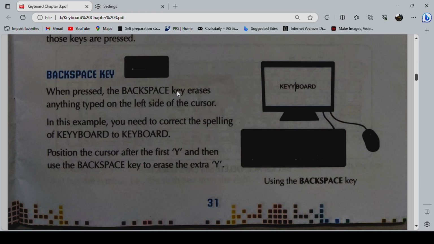When pressed, the backspace key erases anything typed on the left side of the cursor. Okay, look at this. Here it's written keyboard. So we have made a mistake here in spelling keyboard. We have put two Y's here, whereas only one Y should be there. So what we do, we will erase one Y with the help of the backspace key. We will press the backspace key here, and this Y will get deleted. That's why it says anything typed on the left side of the cursor.